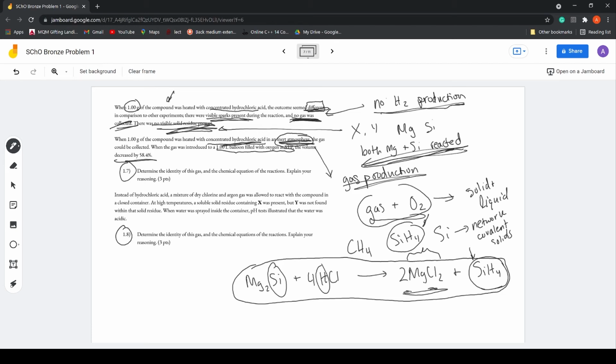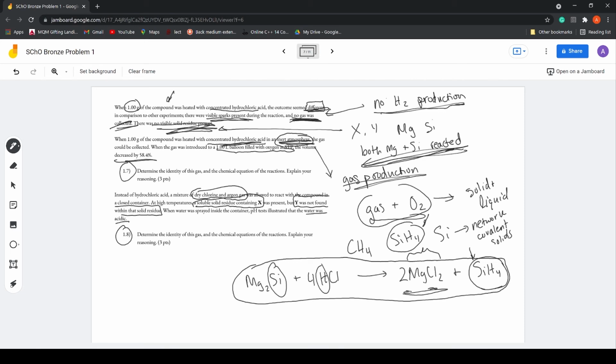Instead of hydrochloric acid, a mixture of dry chlorine and argon gas was allowed to react with the compound in a closed container. At high temperatures, a soluble solid residue containing X was present, but Y was not found within that solid residue. When water was sprayed inside the container, pH tests illustrated that water was acidic. Okay, so this is lots of information that we've got to decipher.